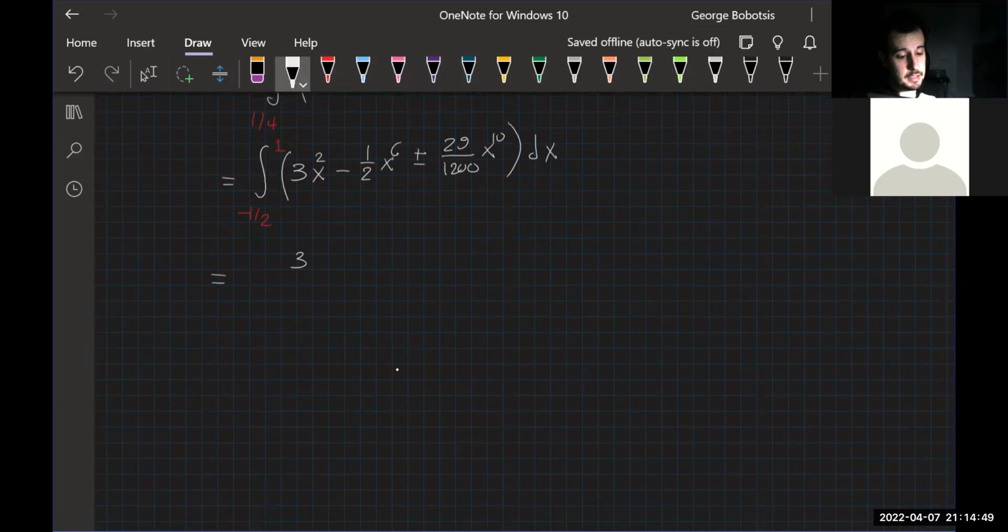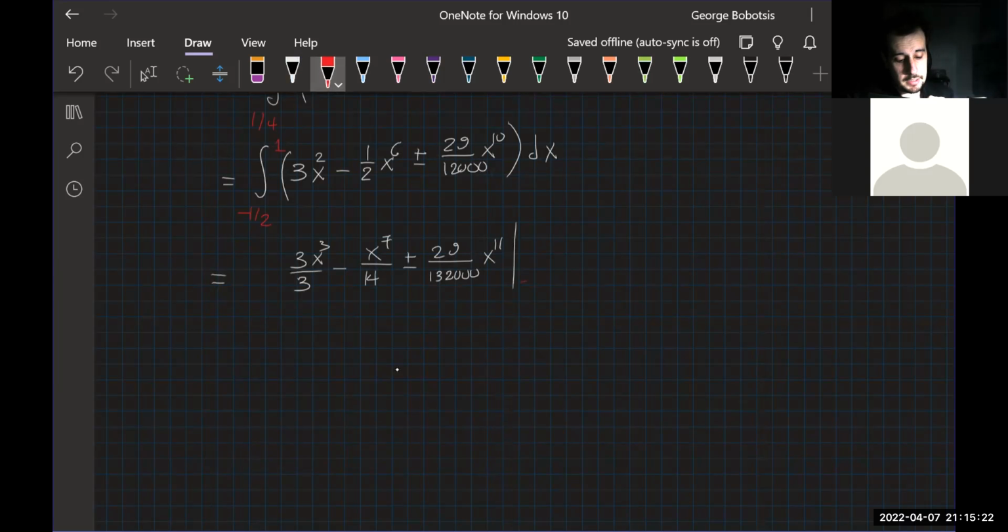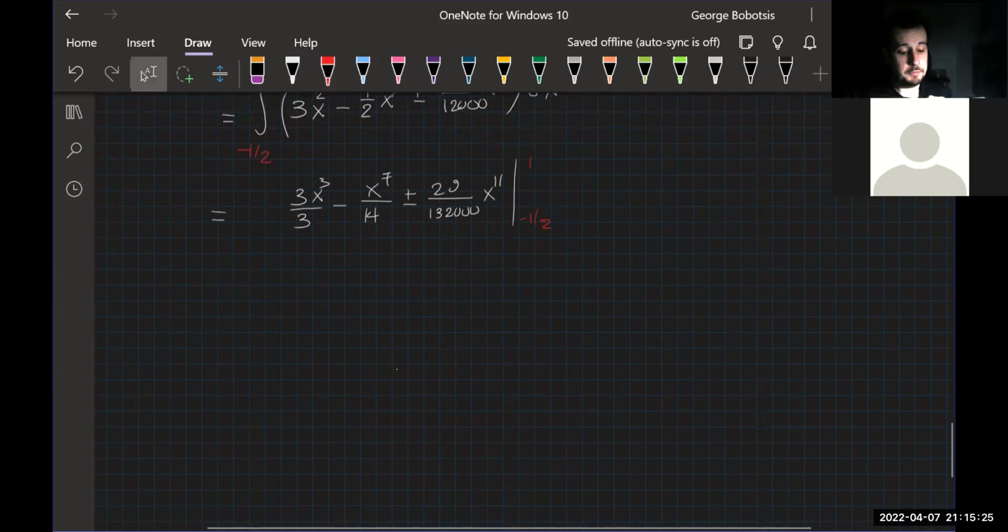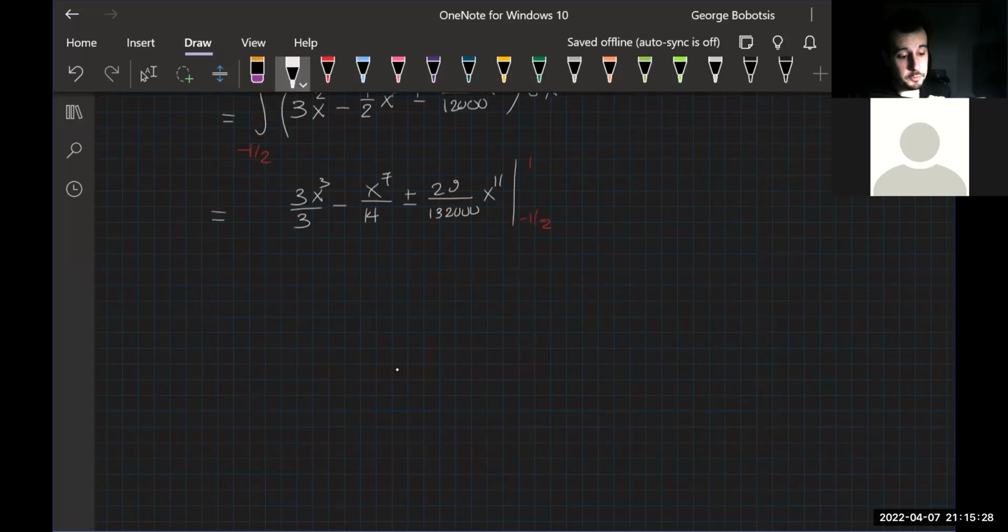We're going to get 3x cubed over 3 minus x to the 7 over 14 plus or minus 29 over, this is funny here, the number, 11 times 12,000. That's a very big number now. 132,000. And then this is going to go to x to the 11. And we're evaluating this from negative 1/2 to 1. You see the error is carried through the integral as we go. All right, the 3's cancel.